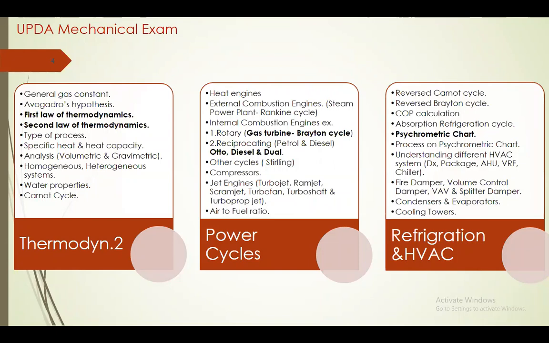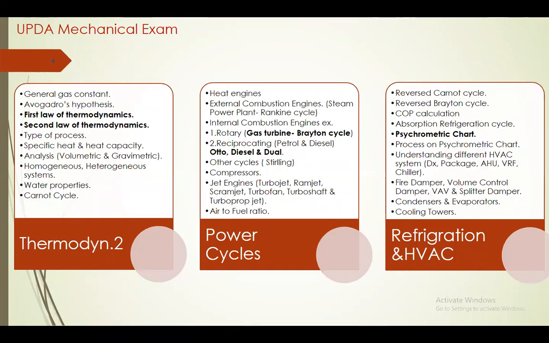Some simple cycle like Stirling cycle, and going to know some information for compressors, mainly theoretical for compressors, but the previous is almost all numerical, like internal combustion engine, like external combustion engine. It has a lot of questions and a lot of equations. Jet engine, turbojet, ramjet, scramjet, and so on. All this part is theoretical. Air to fuel ratio.